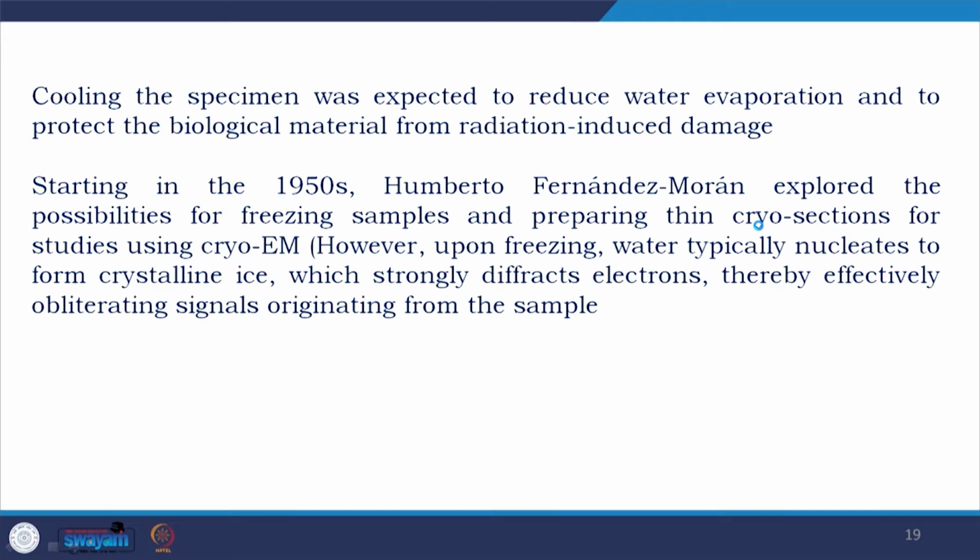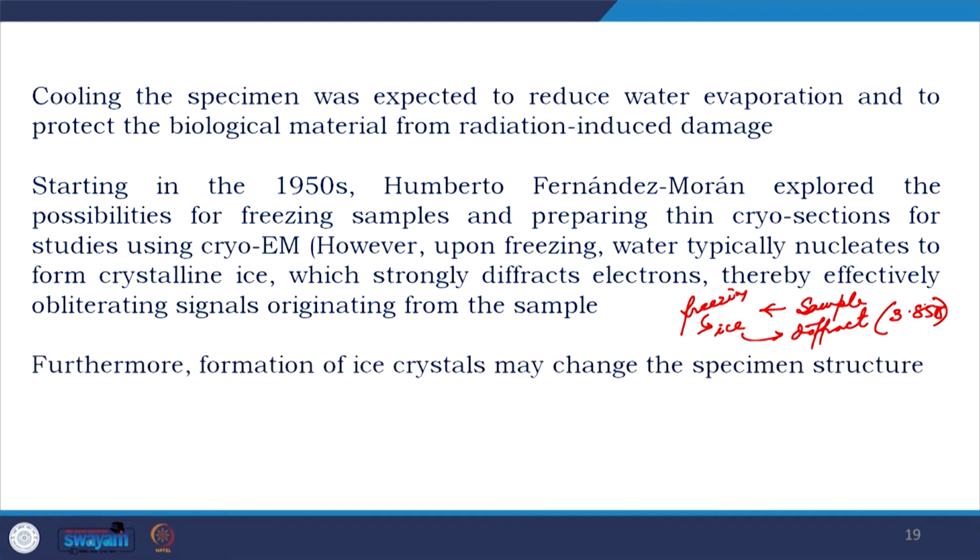So, what happened is you have the sample and now you do the freezing. Freezing gives you ice crystals which diffract very strongly at around 4 angstrom. So, you get the signal coming from the water more than the signal coming from the sample. That was the problem. Furthermore, formation of ice crystal may also change the structure of the specimen.